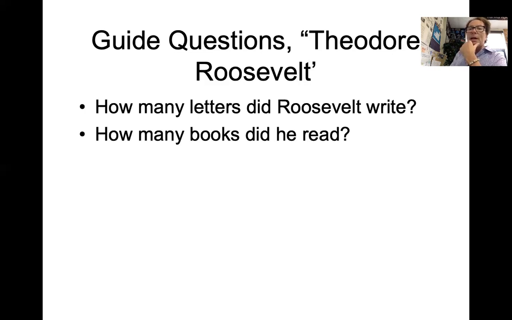Number two, how many books did Theodore Roosevelt read? For example, some people read a book a year. Some people are able to read a book in a week or two, maybe a month. How many books did he read? And how fast could he read? Wait till you hear this. Keep in mind, Theodore Roosevelt had a photographic mind, meaning he could read a book, and then two weeks later, he could recite a passage from somewhere in the middle. I can't do that. Very few people can.